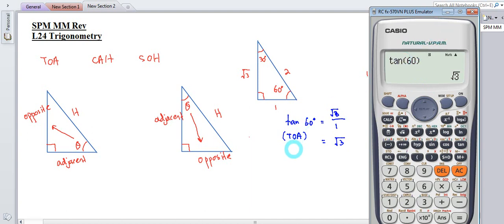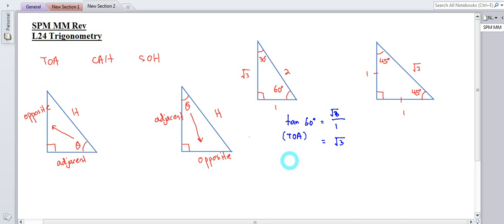Okay, so let's try another one. Now we go to cosine. Let's say now I change the angle to cosine 60 degree. Okay, sorry, cosine 30 degree. CAH, cosine. So cosine 30 degree is equal to adjacent side. Where is the adjacent side? This.